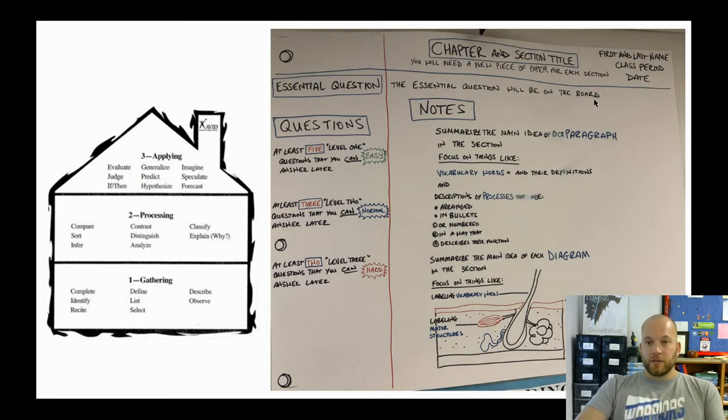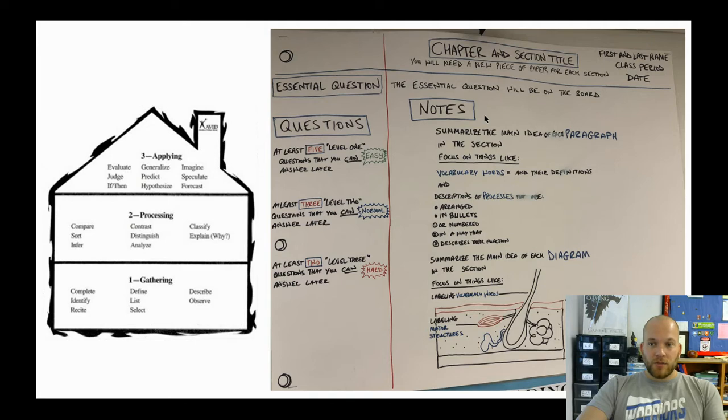Now, the essential question will be on the board in the classroom. I'll also maybe attach it to the assignment in Google Classroom. But the essential question is just, what are you hoping to learn from this assignment? And they're very simple. You could make one up if you want. The essential question is what you'll be able to do by completing this assignment, what you're trying to figure out. And then you're going to take your notes.